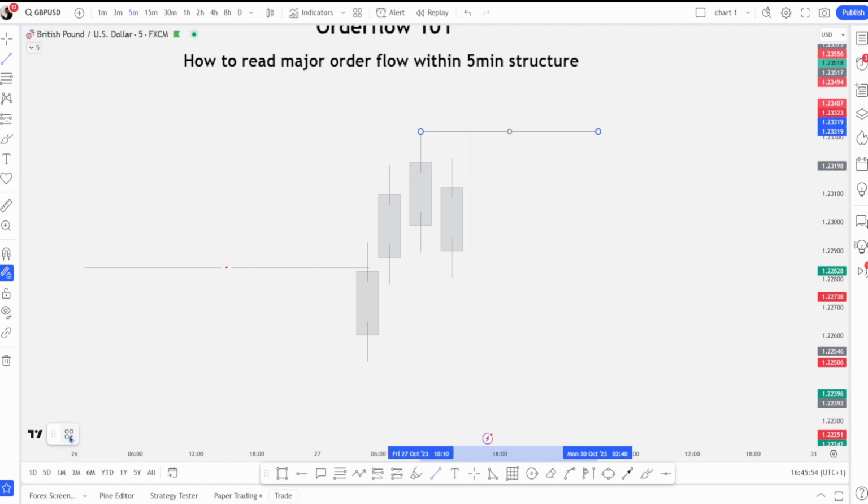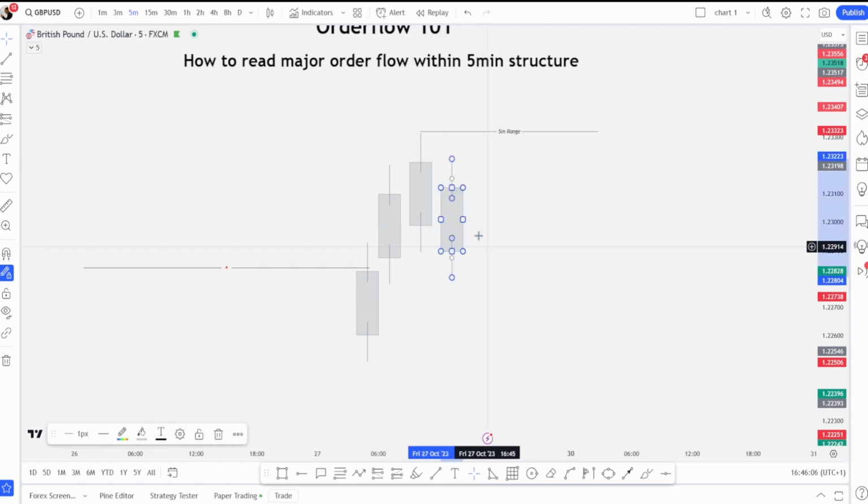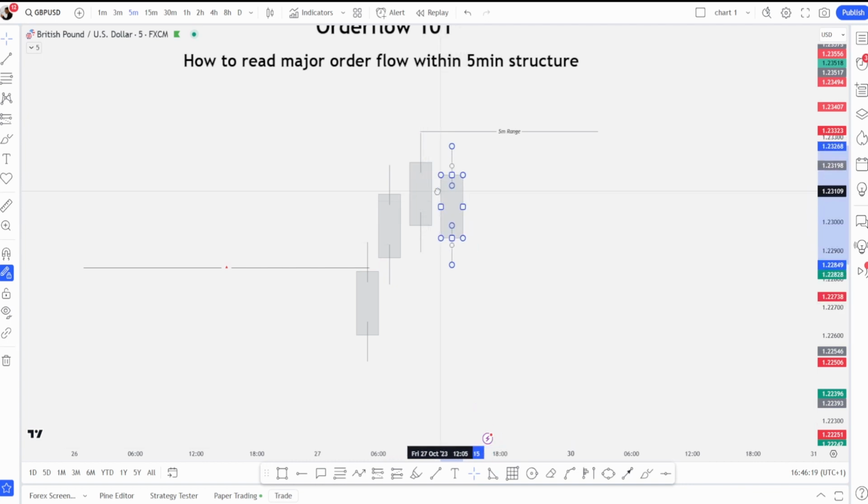So if we mark this as a 5-minute range high, okay, it doesn't have to be labeled as high, but we know this is the high of the 5-minute range. We can then look back and find a low with the same principles in place. It must be lower than the candle that came before it and lower than the candle that comes after it. So right here, let's duplicate this and we'll give you a low.